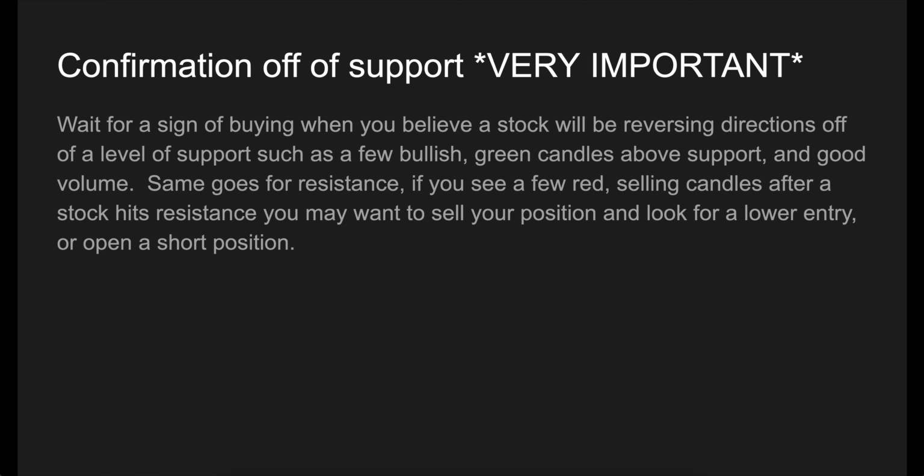Confirmation off of support. This is the most important thing if you are going to be trading off of support or resistance. You must wait for a sign of buying when you believe that a stock will be reversing directions off of a level of support, such as a few bullish green candles above support, and good volume. Same goes for resistance. If you see a few red selling candles after a stock hits resistance, you may want to sell your positions and look for a lower entry, or open a short position off of the resistance level.